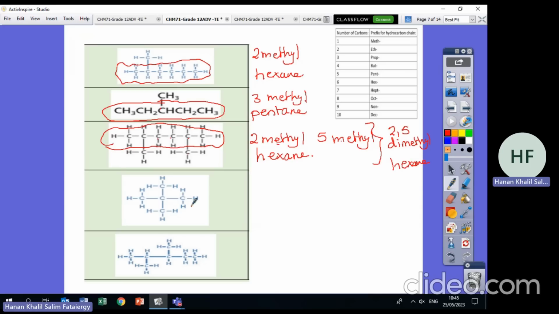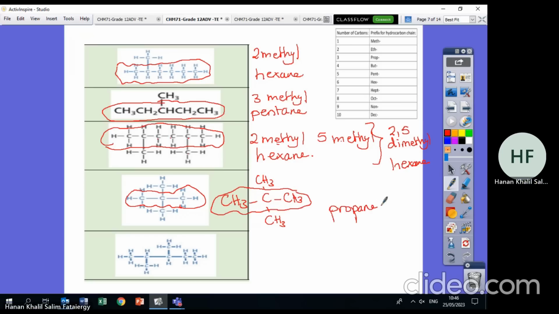Okay, now this one, this is the parent chain. It has CH3, CH3, and we have a branch from here and a branch from here. Okay, so this is the parent chain. Its name is propane. And this is a branch at 2 and again a branch at 2. So I will say 2,2-dimethyl propane.